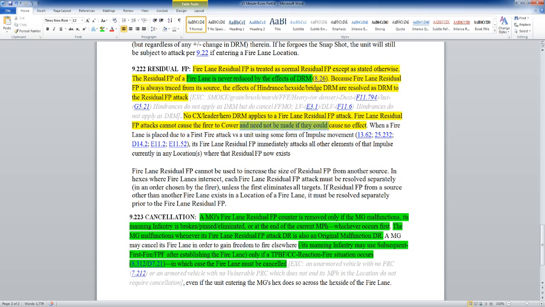So that's kind of important, in that if your opponent has a very high sniper number, like a 5 or 6 or 7, the attack that you're choosing that can cause no effect to the enemy unit, you do not need to roll that attack.